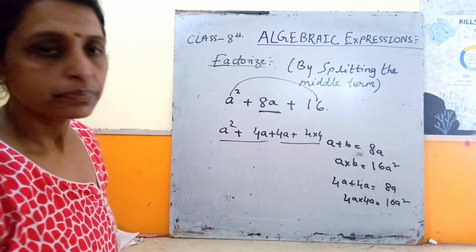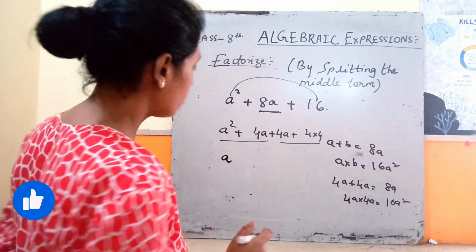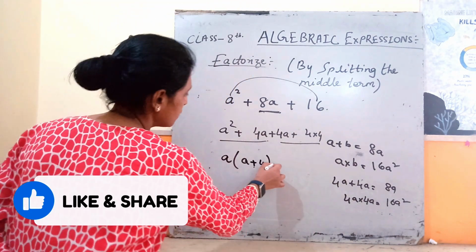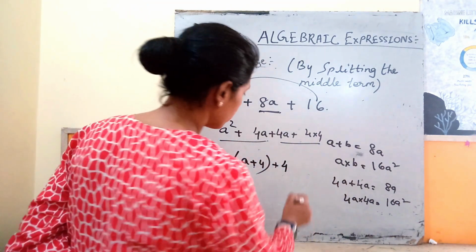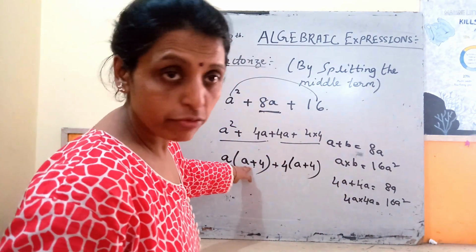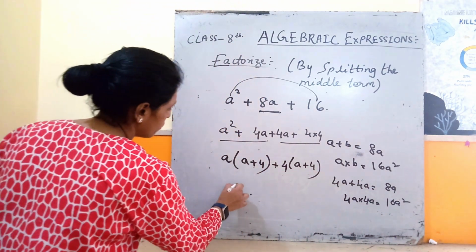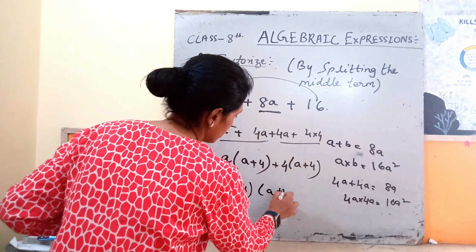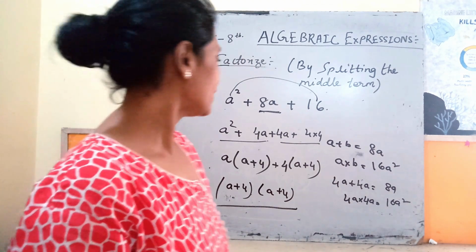Okay, now we will take only one a as common, and we are left with a plus 4. Then plus here it is 4a, and here we have 2 4s, so at least 1 4 can be taken as common, and we are left with a plus 4. Now you can see that here also we got a plus 4, and here also we have a plus 4. So out of these 2 a plus 4, we will take 1 a plus 4 as common, and then we are left with a plus 4 again. So this is the factorization of this algebraic expression, a square plus 8a plus 16.